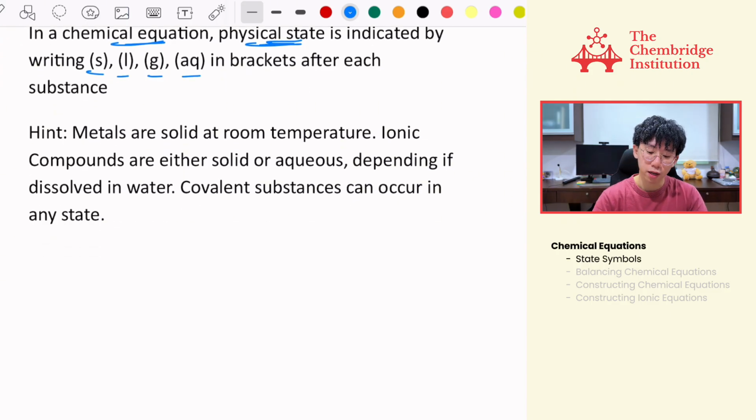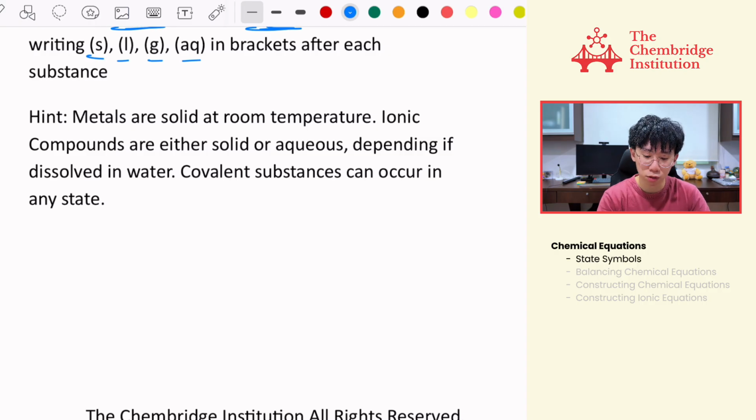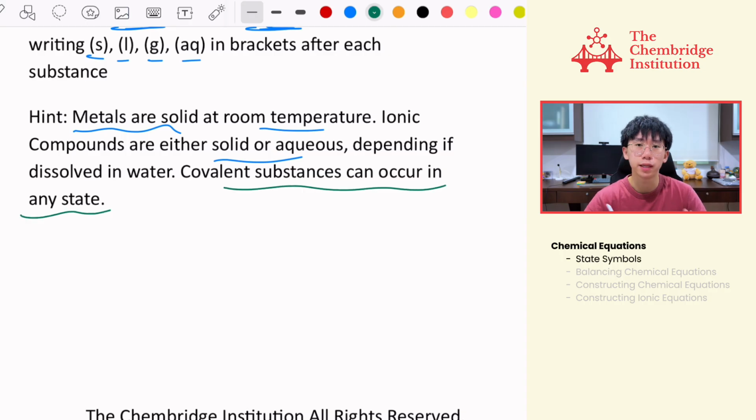So a hint when determining the state symbols: metals are generally solid at room temperature. Ionic compounds are either solid or aqueous, depending on whether they are dissolved in water, of course. And covalent substances can generally occur in any state, so you need some prior background information for those covalent compounds. You're seeing a trend here.